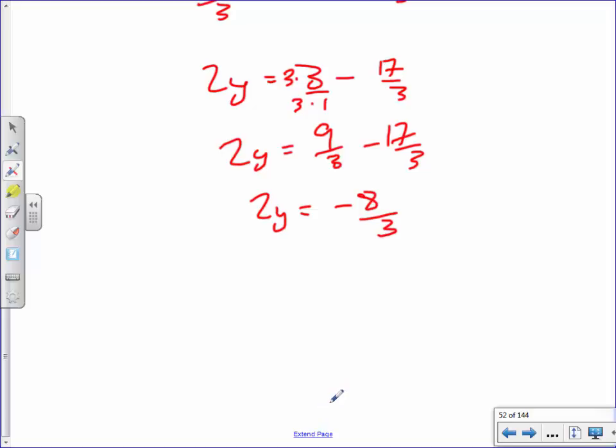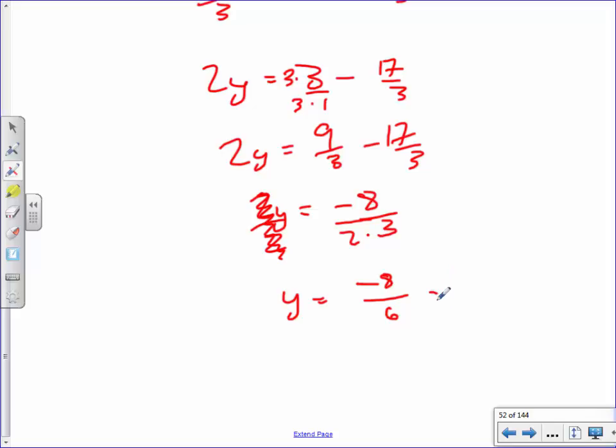That makes sense? How do I get rid of the 2? Perfect. So divide by 2. To divide by 2, I'm just going to put the 2 on the bottom of this fraction. I'm bringing it from the top up here down to the bottom there. So y equals negative 8 over 6, because I can just make the 2 times 3.